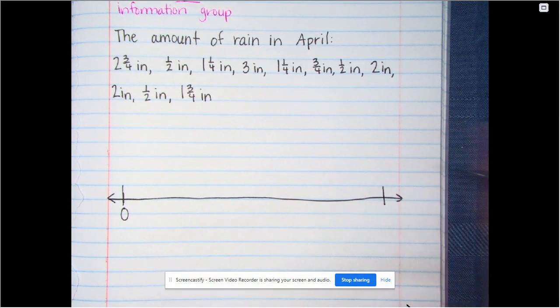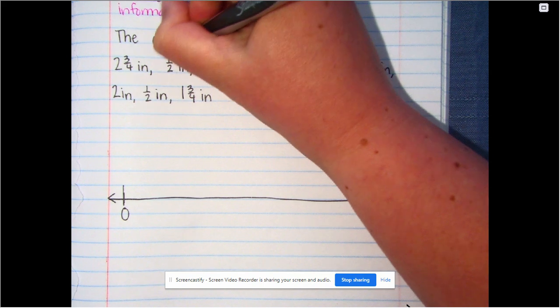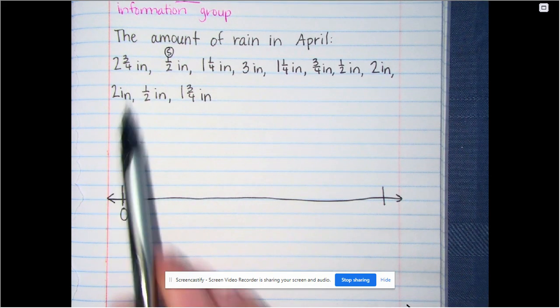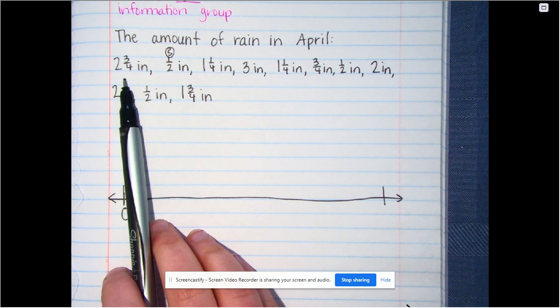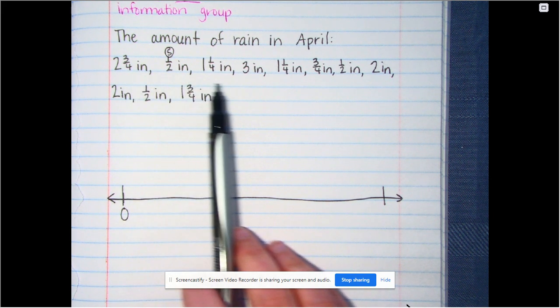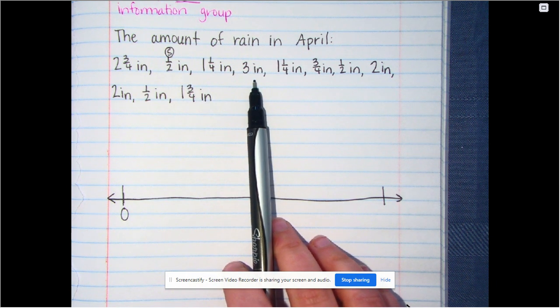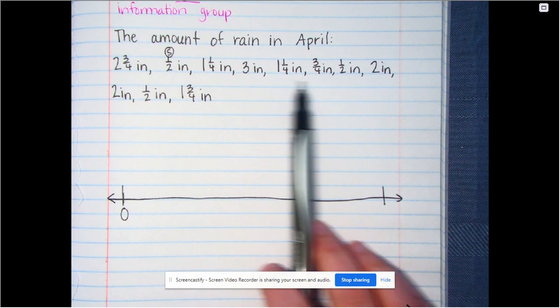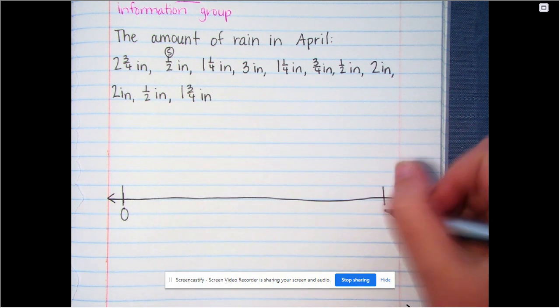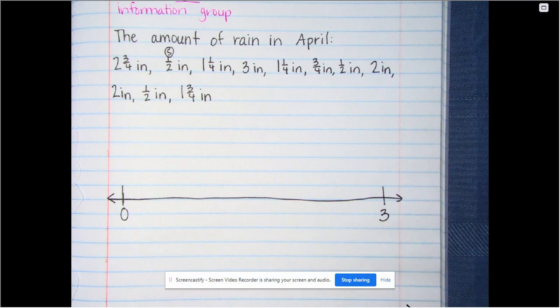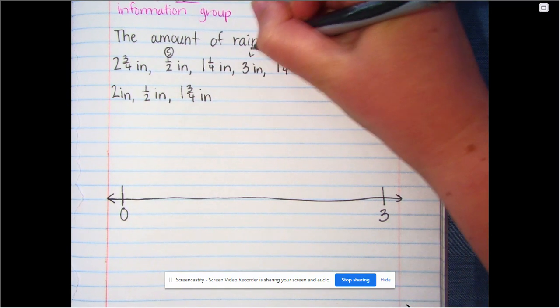And now I need to figure out what my other endpoint is going to be. So now I need to look for the largest number. Here we found the smallest. Now we're looking for the largest. We know that 2 3/4 is much larger than 1/2. So we're going to look to see if there's any number in this list that's greater than 2 3/4 inches. Ooh, 3 inches is greater than 2 3/4. So we're going to see if there's anything that's larger than 3 inches. Nope, there's not a larger amount than 3 inches. So we're going to write that as our other endpoint. So that was our largest.